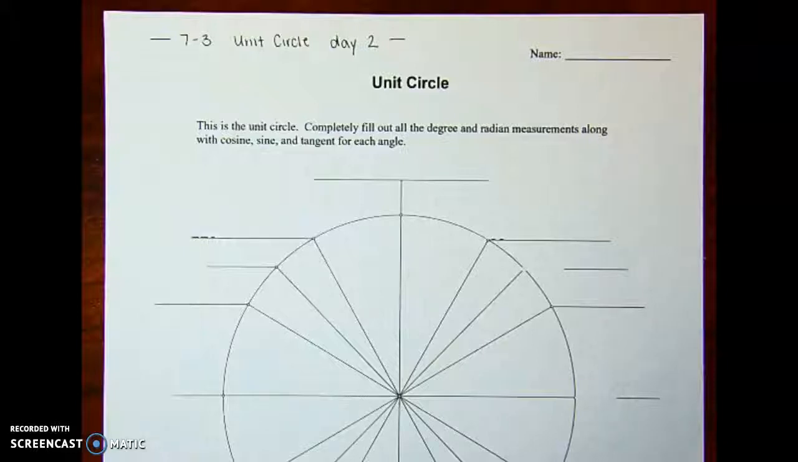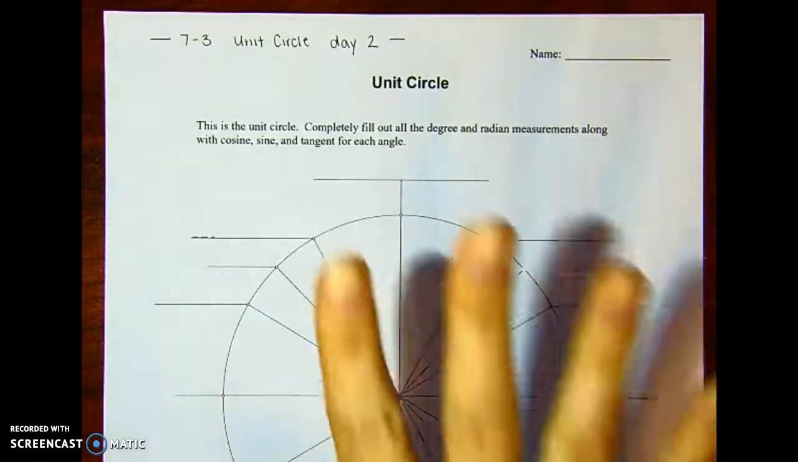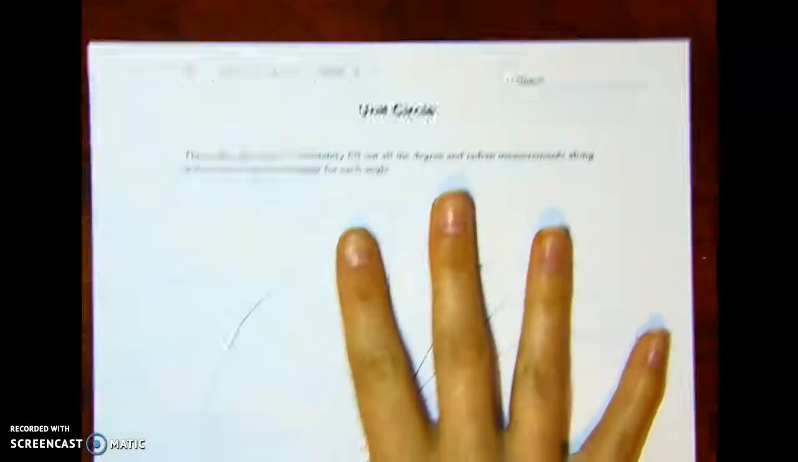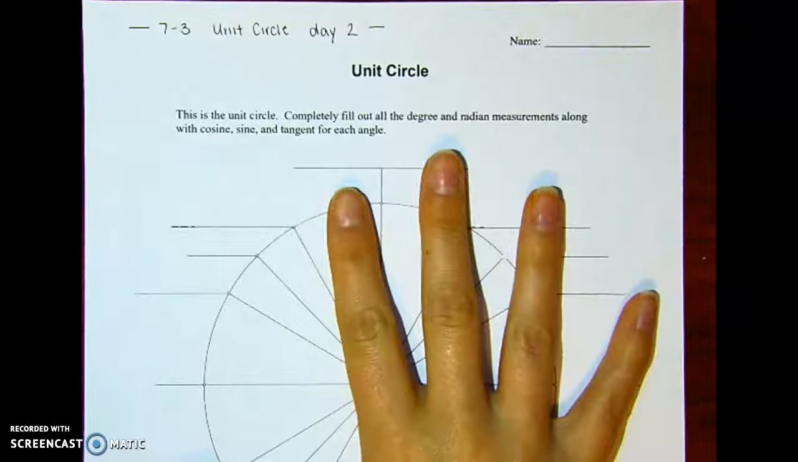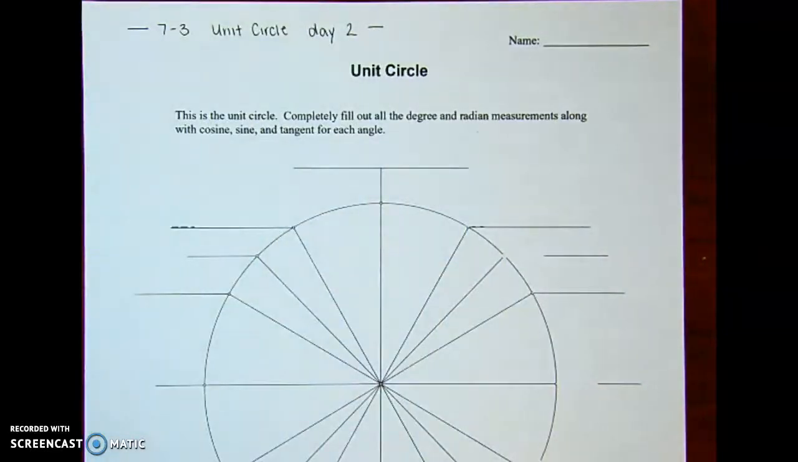All right, Algebra 2, it's finally time. We're going to do the unit circle. So hopefully you have printed out your blank unit circle. You're probably going to want to print this out a couple times, but this is going to be your official unit circle.